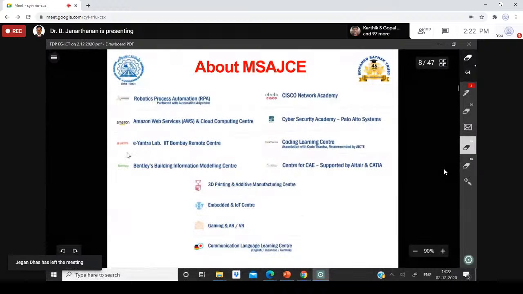We have so many technology centers, Cisco network. Then for teaching coding to students, we have a coding learning center. Then we have the collaboration with Altair for teaching HyperMesh to students in computer-aided engineering. We have a 3D printing lab with 2 3D printers for teaching these value-added courses. And we have gaming and augmented virtual reality, all these things.